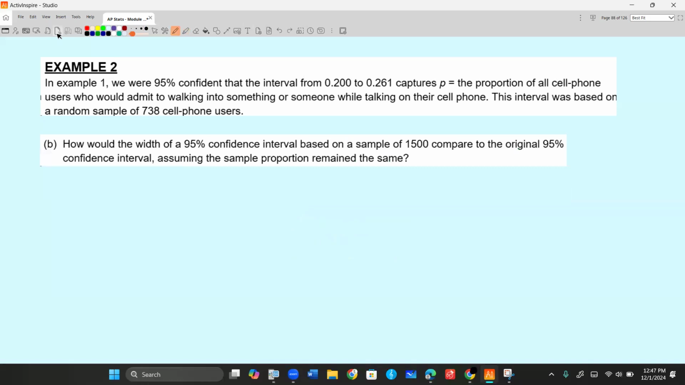How would the width of a 95% confidence interval based on the sample of 1500 compare to our original 95% confidence interval, assuming the sample proportion remained the same? So all else aside, keeping the same confidence level, what's going to happen if I use 1500 as opposed to 738?